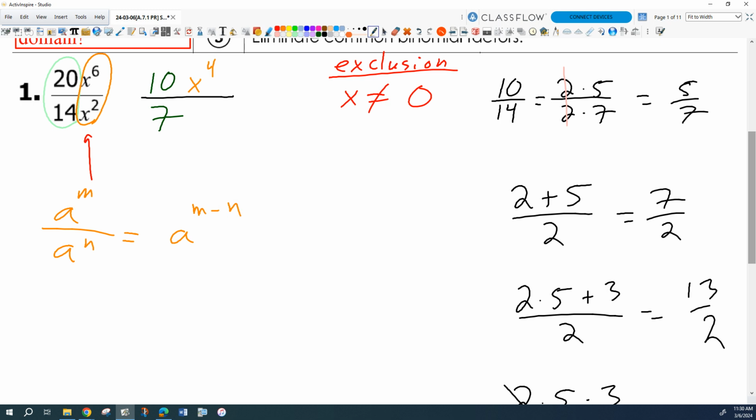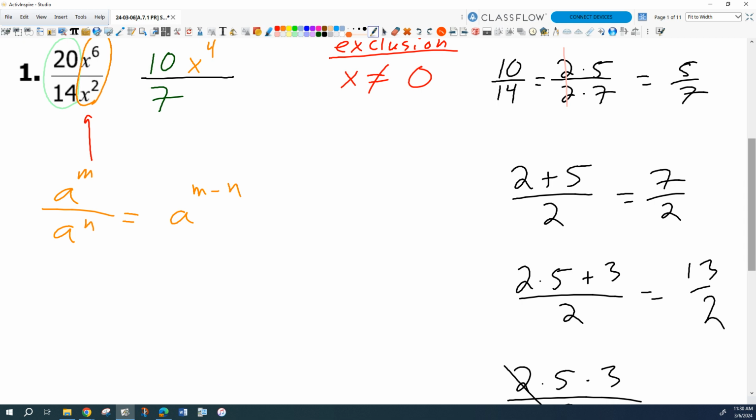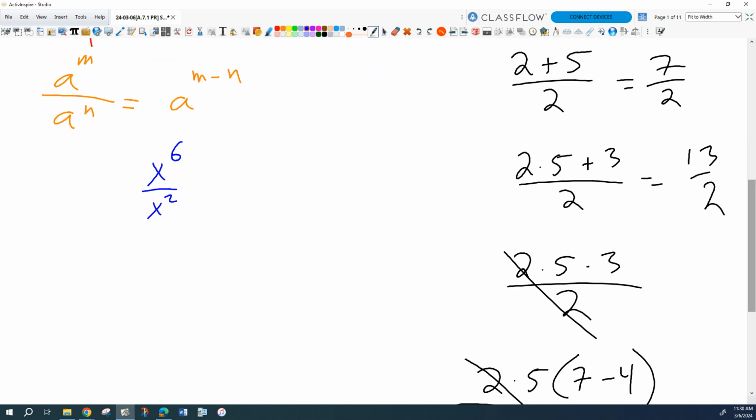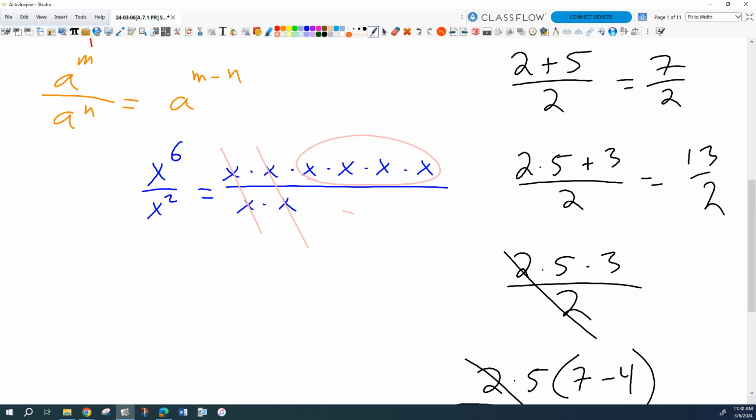Okay, the other way we could do it though, and I think this is almost a better way. You got to know the properties of exponents, but just think of it as canceling factors. That's really all we're doing, right? X to the 6th, remember, is just a string of 6 factors of X that are just multiplied together, right? X squared is just X times X. Well, I'm just canceling 2 factors, leaving me with 4 on the top, right?